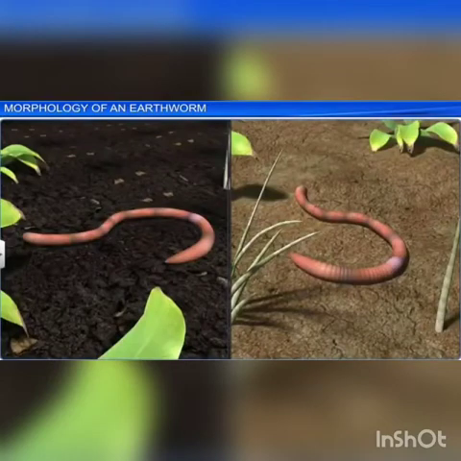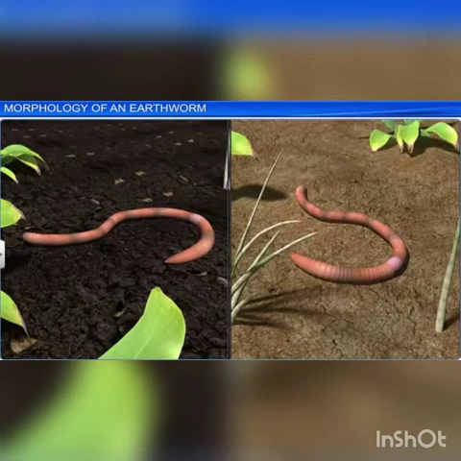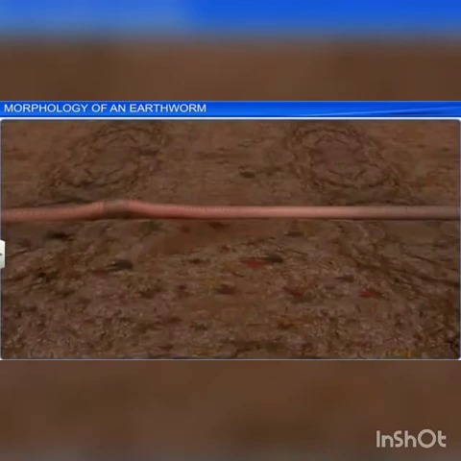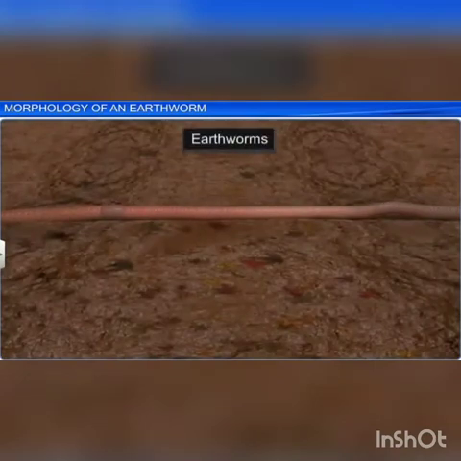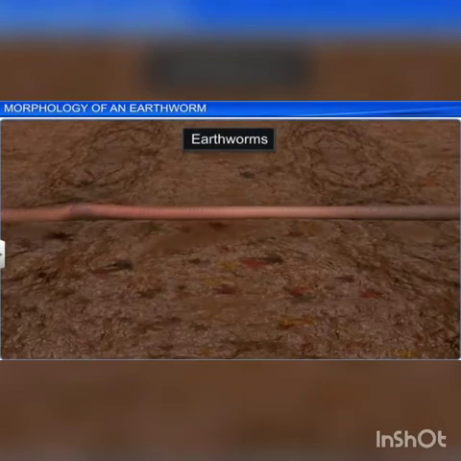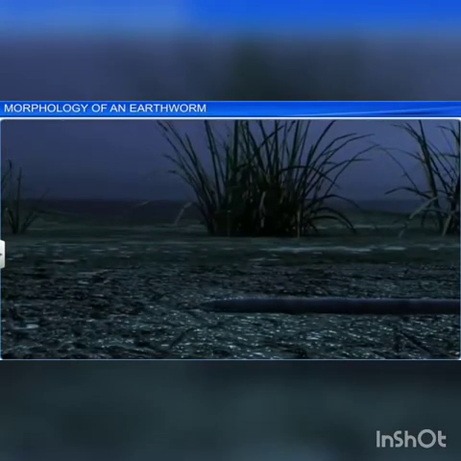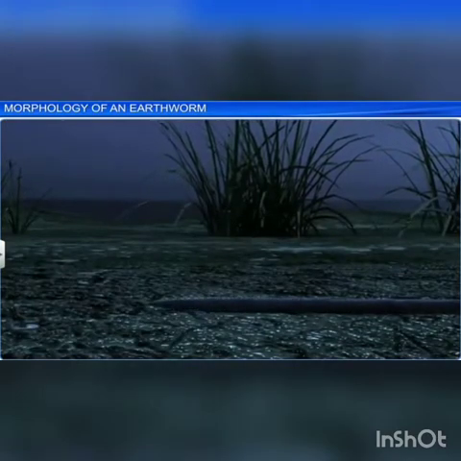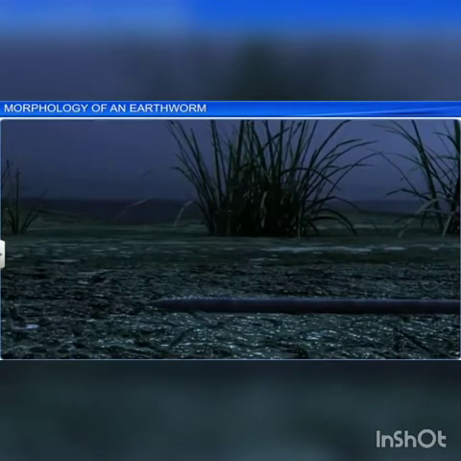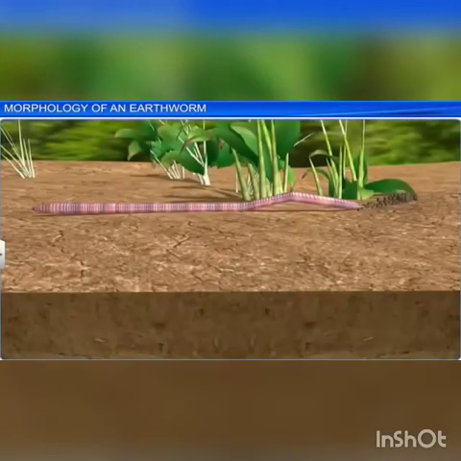Earthworm. Earthworm is a terrestrial invertebrate that inhabits the upper layers of the moist soil, rich in decaying organic matter. It is nocturnal. Nocturnal means the animals which come out during night time. And during the day it lives in the burrows.